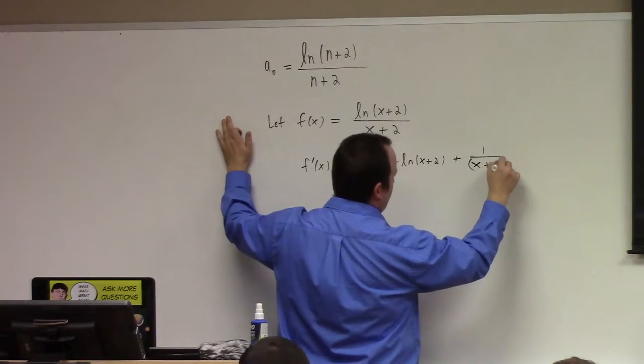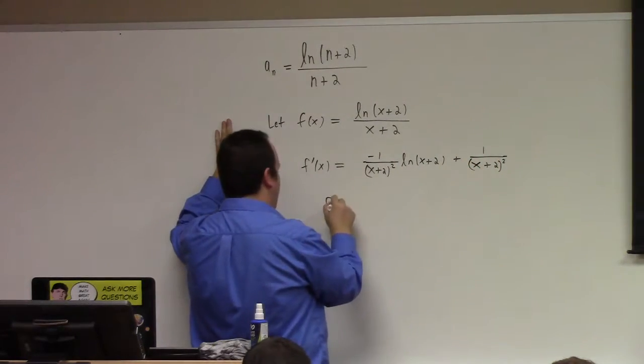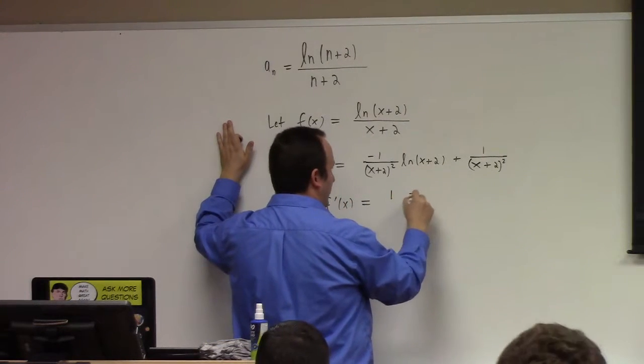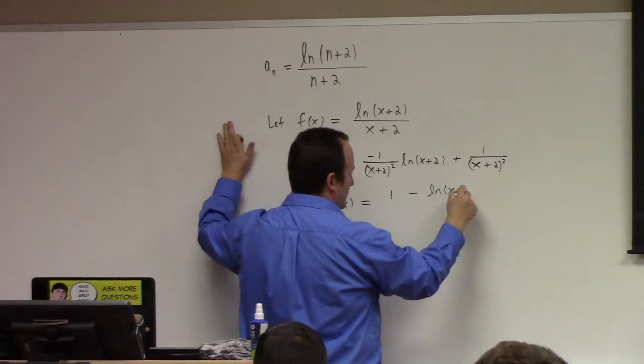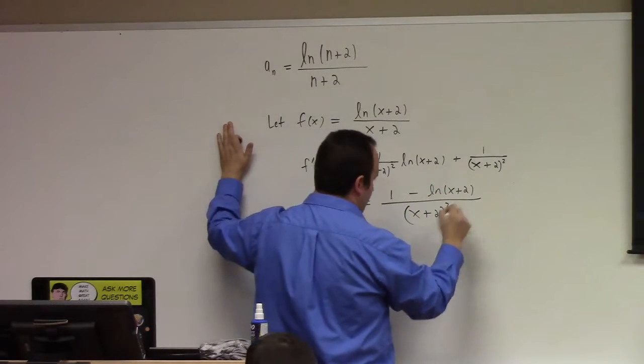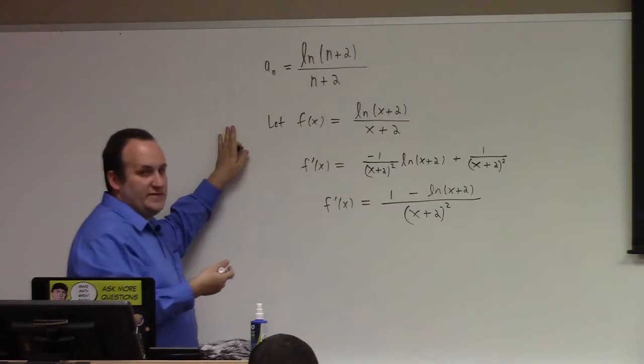I did the product rule because I'm weird. Fine, here I'll put it back together. You guys will be happier, you quotient rule people. 1 minus the natural log of x plus 2 divided by x plus 2 squared. Now you happy?